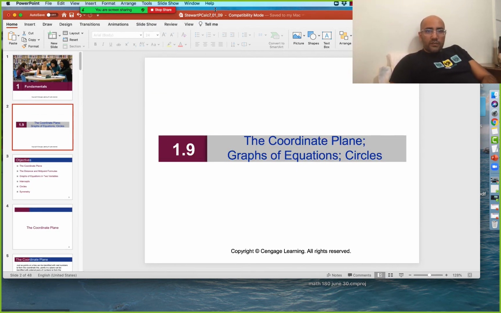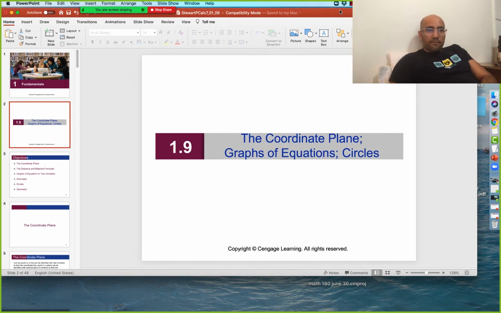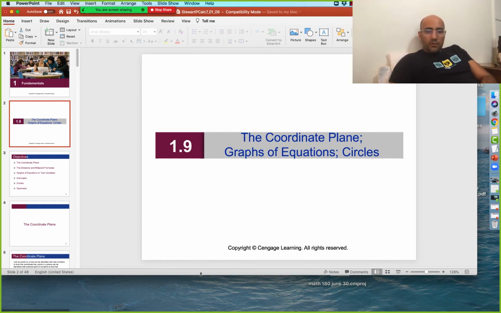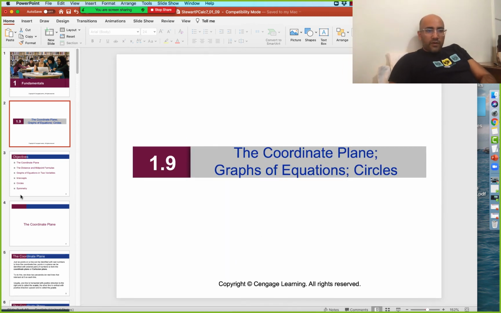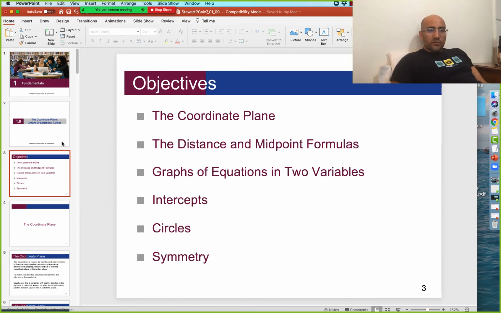Okay, yeah, super easy. This is just dealing with the coordinate plane, some basic properties of coordinate planes, and maybe a couple of extra little things. So 1.9, the coordinate plane, graphs of equations and circles. So the coordinate plane, the distance and the midpoint formulas, graphs of equations in 2 variables, intercepts, circles, symmetry. Okay.